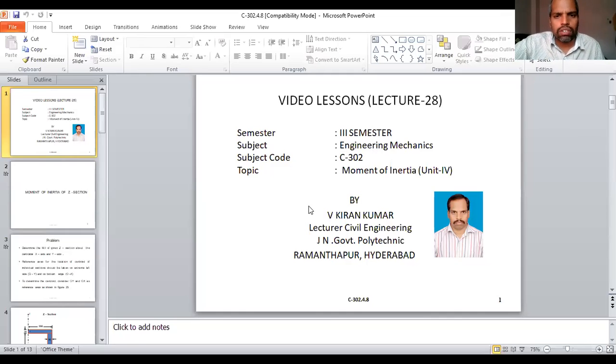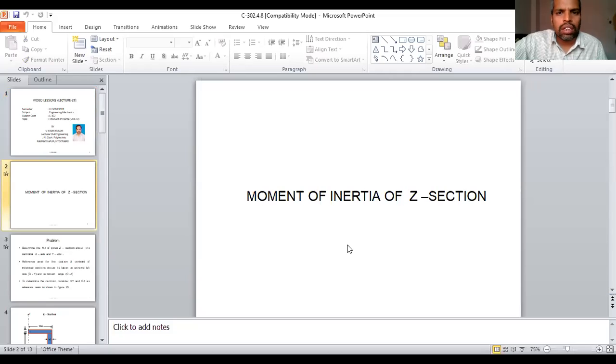So, in continuation, we have solved several problems on the calculation of moment of inertia for different types of sections like T section, I section, and channel section, as well as some problems on angle section in the last class. Angle section means the equal angle, unequal angle, right?